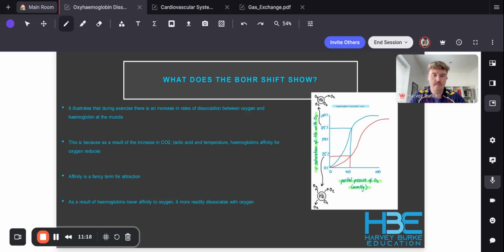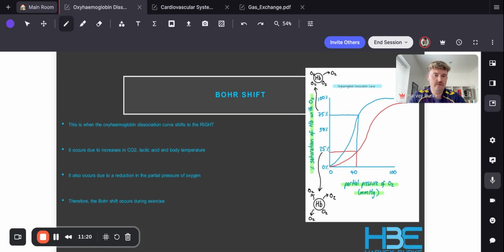Now let's talk about why the Bohr shift happens and what they would want you to put in the exam. So in terms of the reasons behind it, we've said that it's this shift to the right. So you'd always get a mark for saying that the Bohr shift is when the oxyhemoglobin dissociation curve shifts to the right. You'd get a mark for saying why it occurs, and it's due to an increase in any of these three: either an increase in CO2, lactic acid, or body temperature. You'll normally always get a mark for stating one of those three. I'd always put all three, but normally they're all under the same mark point.